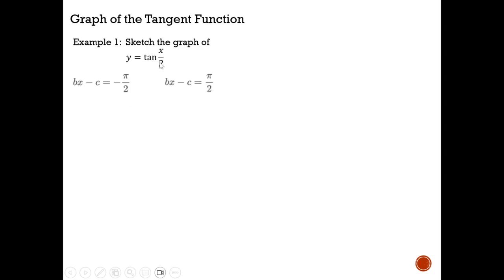So we don't have a c here, guys. It's only x divided by 2. So it'll be x over 2 equals negative pi over 2, and x over 2 equals pi over 2 on the right. Let me start with the left one first. Here, we multiply both sides by 2, so the 2 cancels on the right side, and we have x equals negative pi. Now, on the right side, x over 2 equals pi over 2. Again, we multiply everything by 2, so x equals pi. So we're going to have two consecutive asymptotes at negative pi and pi.